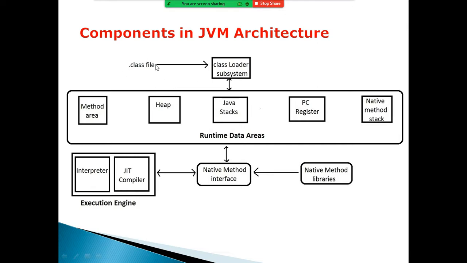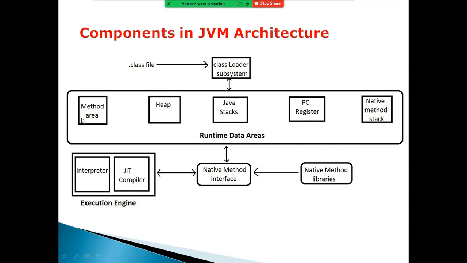So this class loader subsystem is responsible to load this dot class file. Once this dot class file is loaded into JVM memory, first of all, JVM will divide the entire class data into different memories. What are they? The memories are method area, heap area, Java stack, PC register, native method stack.